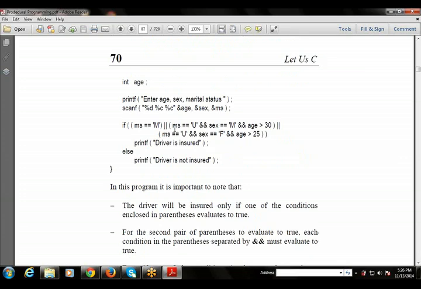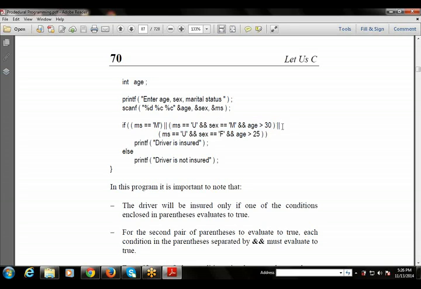Then use this one: marital status equals unmarried, and now check both conditions. If it is unmarried and sex equals male and age is greater than 30, that is, if it is unmarried, then check the sex. If it is male, then check the age, whether it is above 30. Now these are the three conditions in this line, and all conditions must be satisfied in order to give the result, that is, the driver is insured.